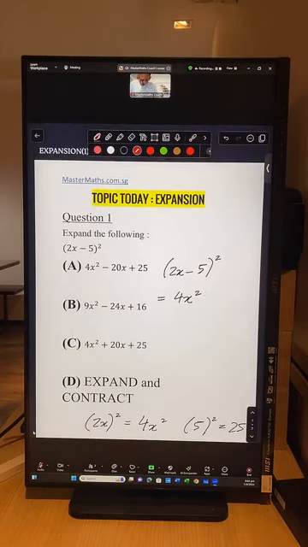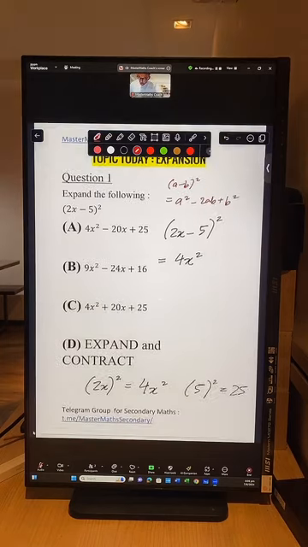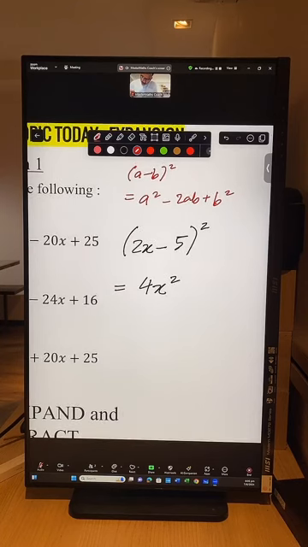So just to rewrite that again. If I have (A minus B) bracket square, this is A square minus 2AB plus B square. So this is your A square over here, your 4x square. Minus 2AB, so minus 2 times 2x. Let me switch to black. Minus 2 bracket 2x bracket 5. So this one is your minus 2AB.